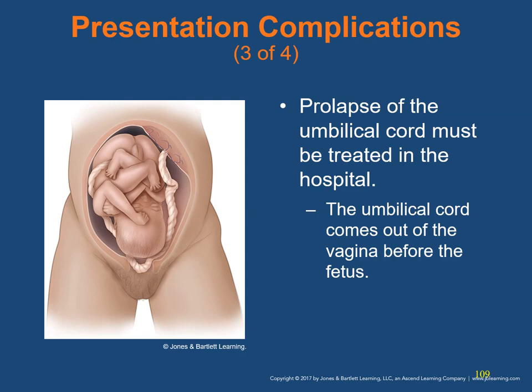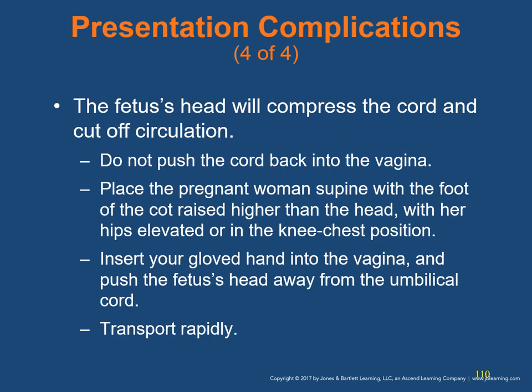Prolapse of the umbilical cord, where the umbilical cord comes out of the vagina before the fetus, must be treated in the hospital. The fetus's head will compress the cord during childbirth and cut off circulation to the fetus, depriving it of oxygenated blood. Do not attempt to push the cord back into the vagina. There is usually time to get the patient to the hospital.